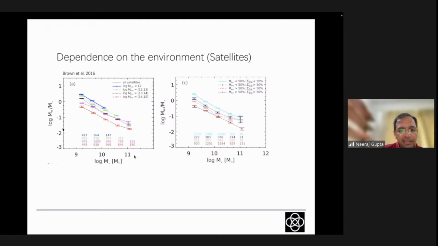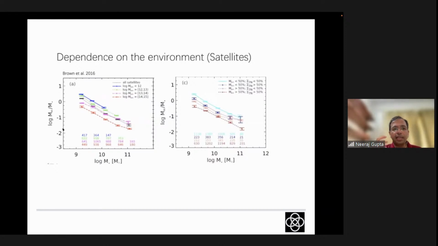So the x-axis here is the stellar mass, and the y-axis is the HI mass divided by the stellar mass. The different colored points correspond to the size of the dark matter halo, so this is how these have been segregated. On the right-hand plot, in addition to segregating on the basis of dark matter halo, one has also separated them into different density environments.